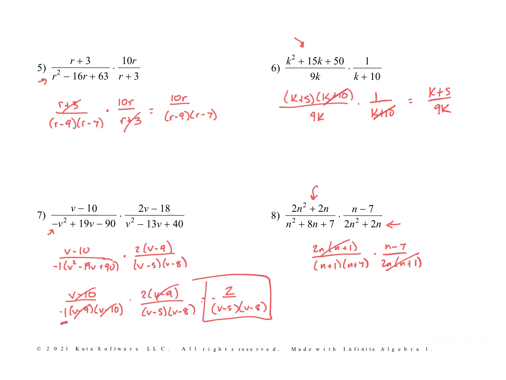This one is an n plus 7, and this one in the numerator is an n minus 7. So that won't go any further, which means my final answer is n minus 7 over n plus 1, n plus 7. And that is your answer.